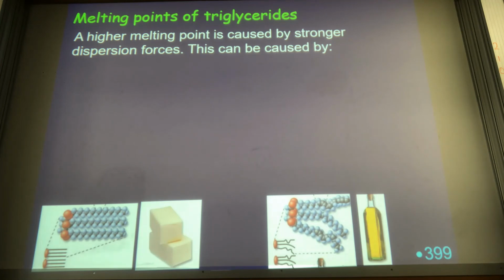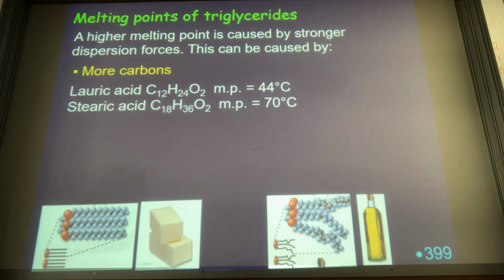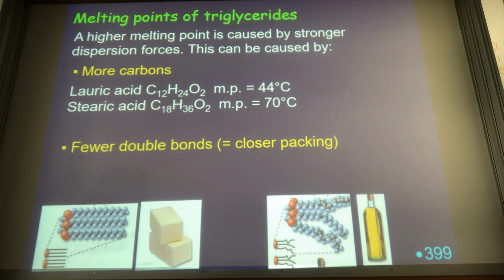High melting point caused by stronger dispersion forces because, well, a few things can cause that. If you've got a longer chain, you're going to have stronger dispersion forces, simply the molar mass effect. So 2 saturated fatty acids there, lauric acid, stearic acid. Stearic acid is 6 carbons longer, therefore melts at a much higher temperature.